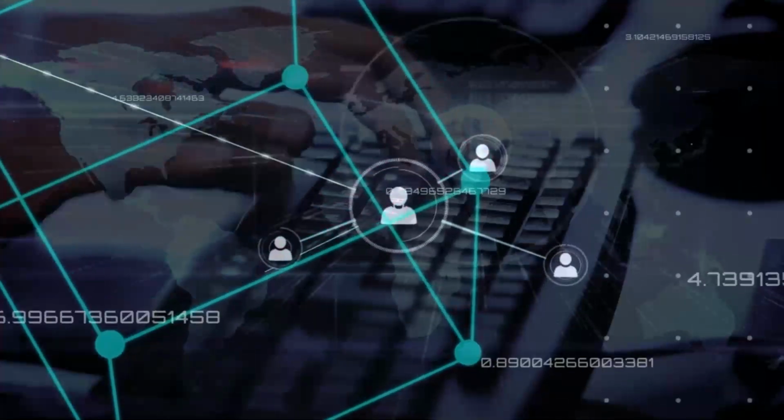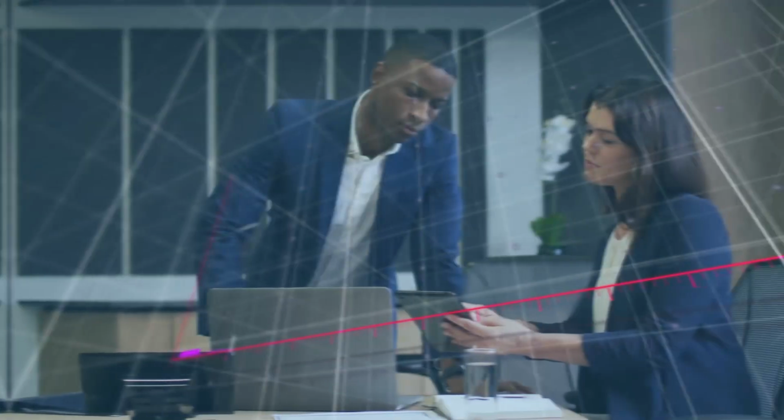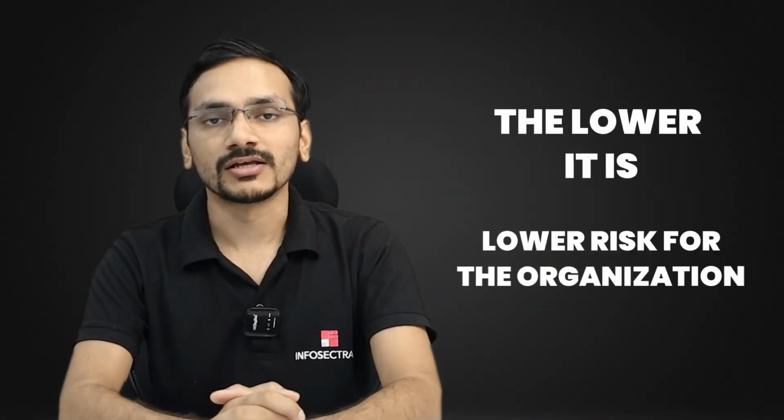Impact talks about if that particular organization or the asset meets with that respective incident, how much is the disaster or how much is the damage that can be caused. And that calculates into something called the risk matrix. So the higher the risk matrix, the higher is the risk for that particular organization. The lower it is, the lower the risk for the organization.